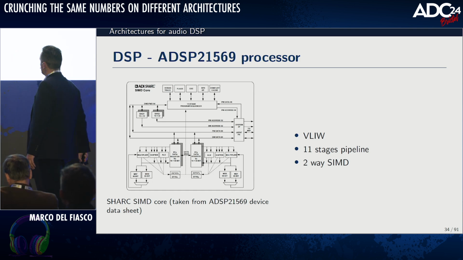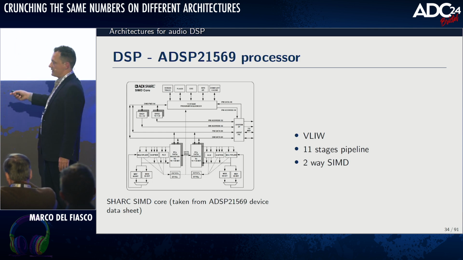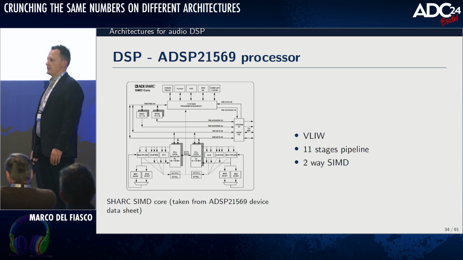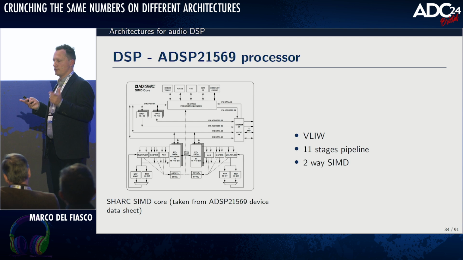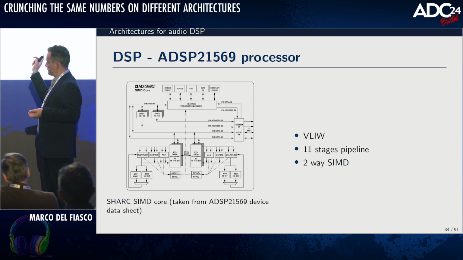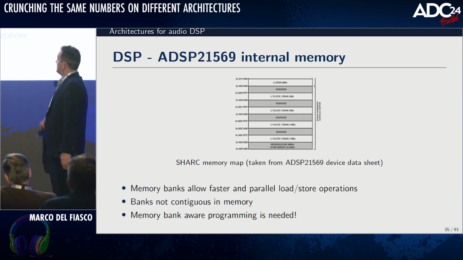This is the core of the processor. So it is a very long instruction word. We see the arithmetic logic unit, the shifter, the multiplier. They are different hardware units. It has an 11-stage pipeline, and it is a two-way SIMD. So it's a vector of 2. You see that the processor is like cut in half. So normally, the instruction is executed only by half of the processor, while the other one is idle. But if you enable SIMD mode, the same instruction is executed across both halves, and you double the throughput of the system.